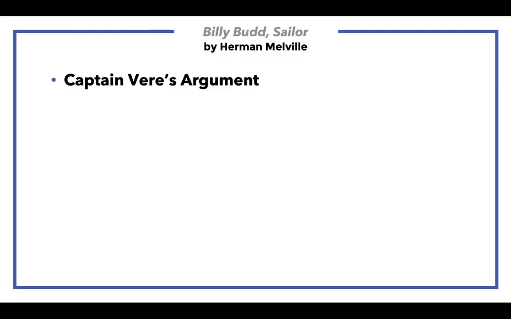Okay, so what I want to start with is looking at Captain Vere's argument. How is he trying to convince the court to punish Billy Budd? Here's what he says. Premise 1: executing Billy is going to prevent a mutiny. His idea is that if we don't find Billy guilty, we're going to look weak, and then the sailors are going to think they can do whatever they want when they want to, and that's bad. We need to establish control, and executing Billy is going to establish control. It's going to prevent potential mutiny.